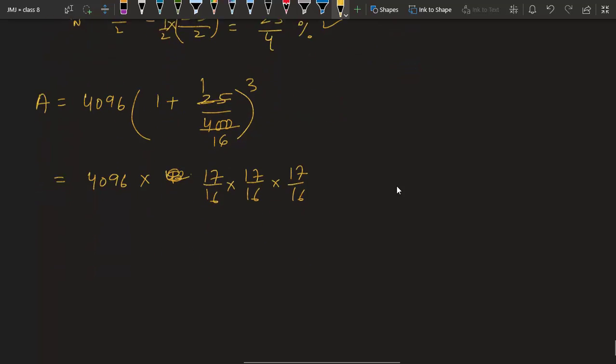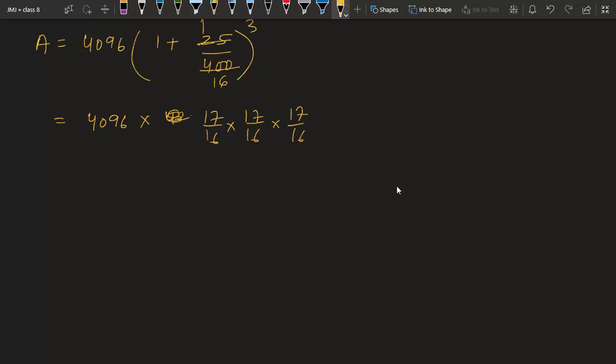Now further, if you have the idea, we can cancel these with 16 because 16 cube is 4096 only. You can check. So we will get 17 cube as the answer of the amount, that is equal to rupees 4913. This is the required amount.